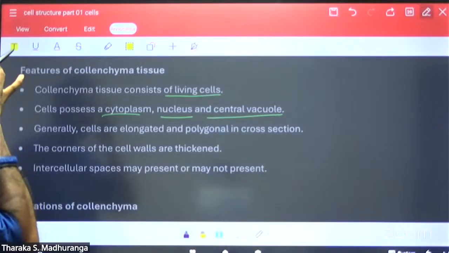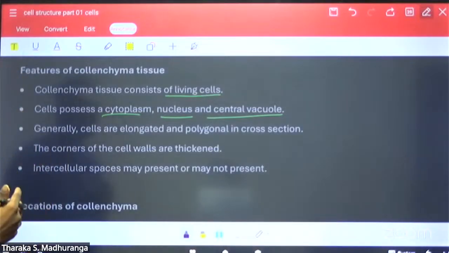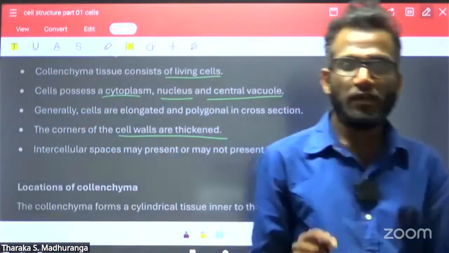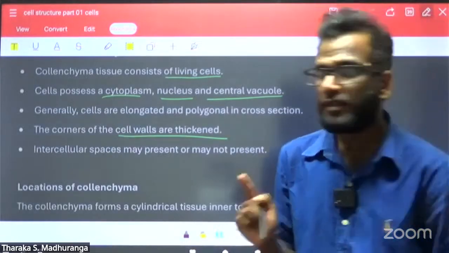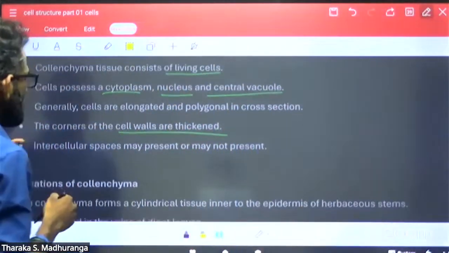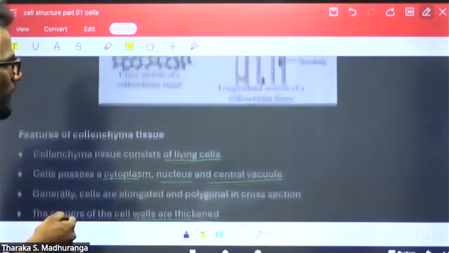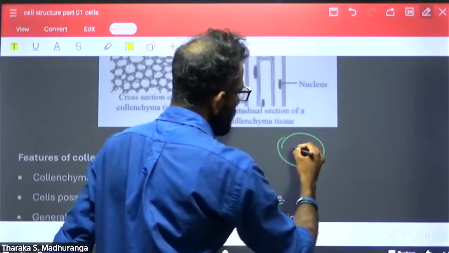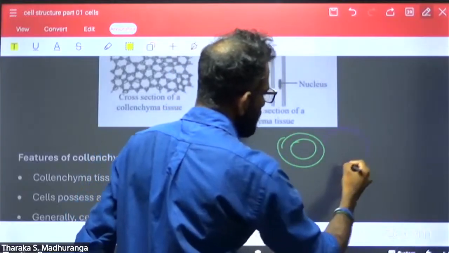Cells are elongated and polygonal in cross section. The corners of the cell wall are thickened. That's the main characteristic: the corners of each cell are thick. The intercellular space may be present or may not. Okay, this is the shape. This is a collenchyma.